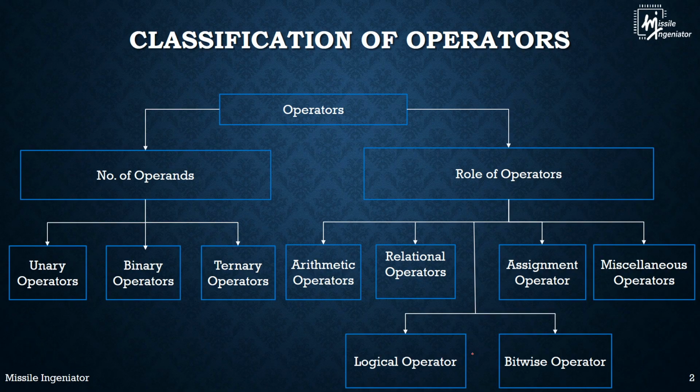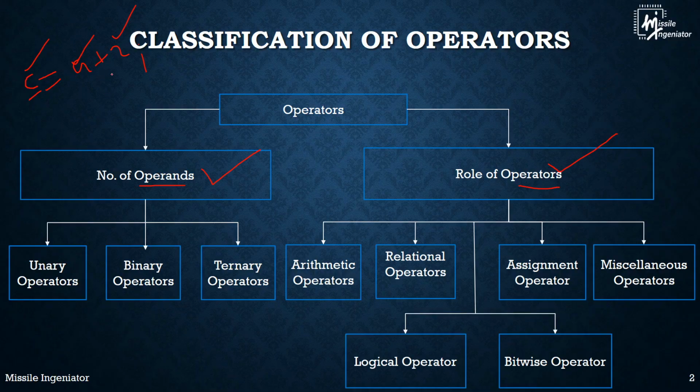Basically, the classification of operators depends on two things. The first is based upon the number of operands, and the next is the role of an operator. The difference between operands and operators I have given in a previous lecture. Operands are, whenever you declare any expression, say c = a + 2, here c, a and 2 are the operands.